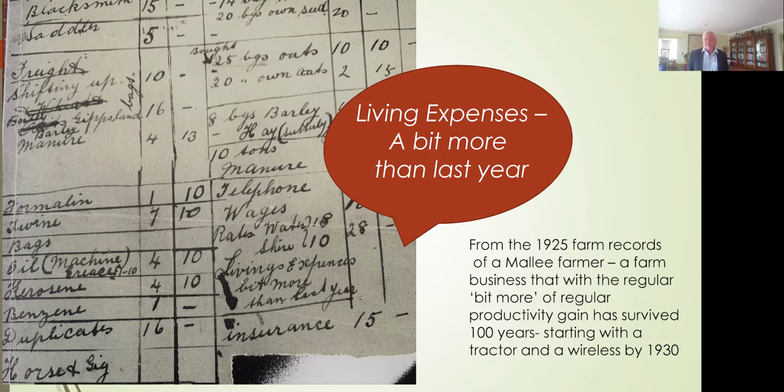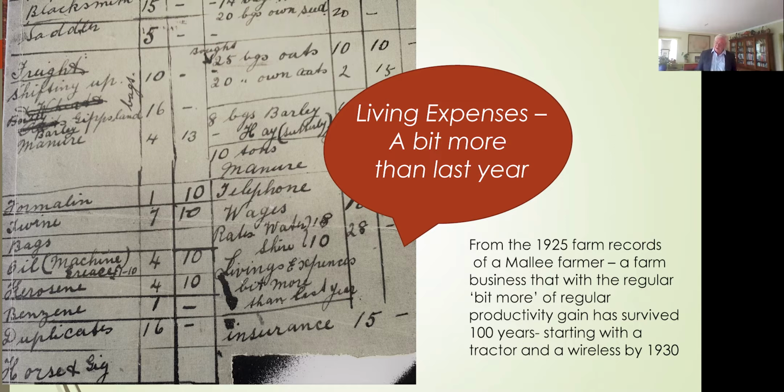Here's a budget from a Mallee farm. A couple of boys went farming in the Mallee in 1925. And here's their budget. And we've got all the expenses there. We're buying bags of oats, and the blacksmith was 15 quid and the saddler was £5, and all the expenses there. And we've got living expenses, a bit more than last year. And it might reflect a bit of hope over experience, but it was a rough shed in the Mallee in the 1920s, and farming was a hard life.